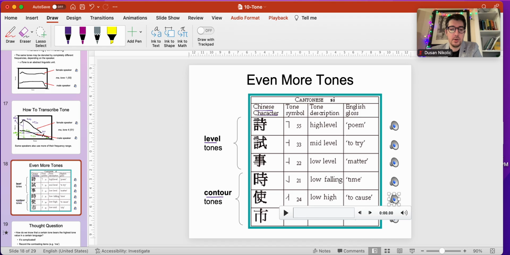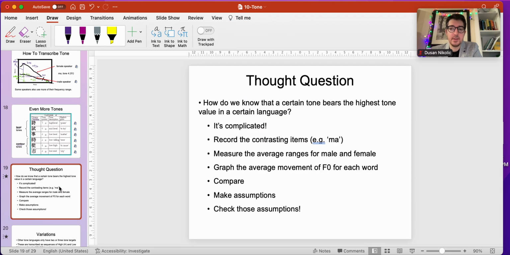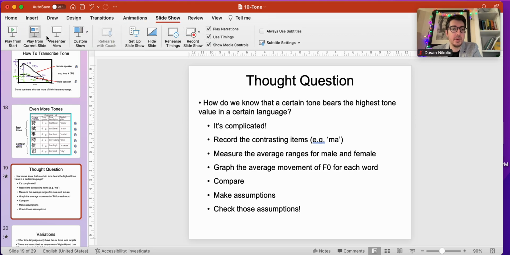All right, now I have been asked by my friend and colleague, also PhD student, Kang Shu, how do we know that a certain tone bears the highest tone value in a certain language? He also asked, do we measure the average tone value of numerous lexical items first and then divide this tone range into 5 different categories? Well, the answer, it's complicated. So maybe I'll do the slideshow here.